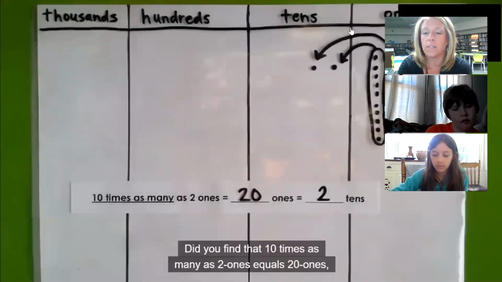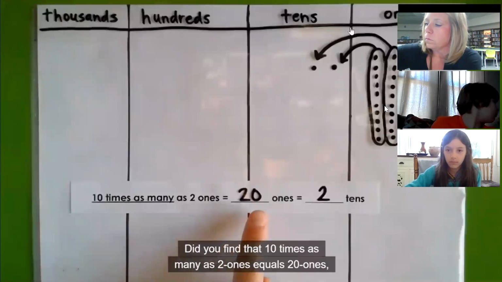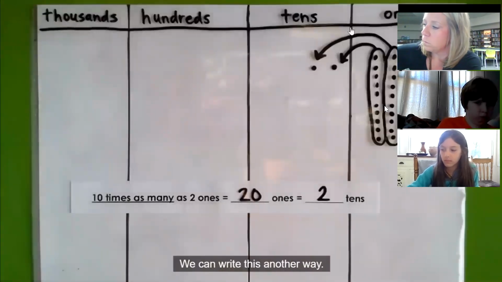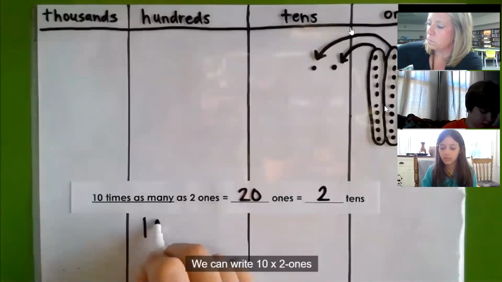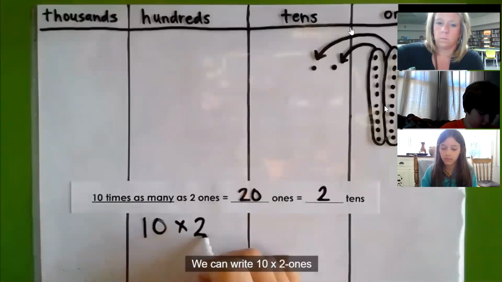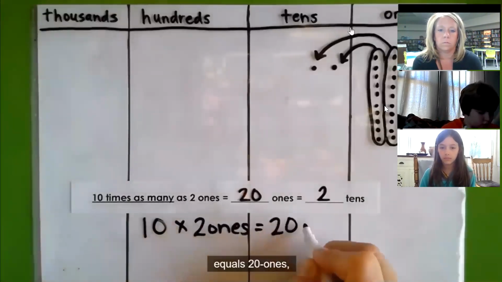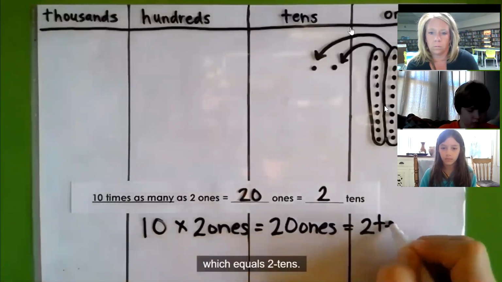Now you're going to check your drawing to see if it matches up with hers. 10 times as many as 2 1s equals 21s, which equals 2 10s. We can write this another way. Watch. We can write 10 times 2 1s equals 21s, which equals 2 10s.